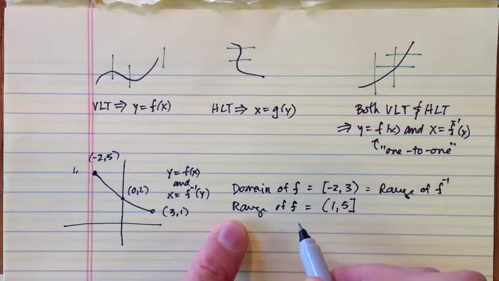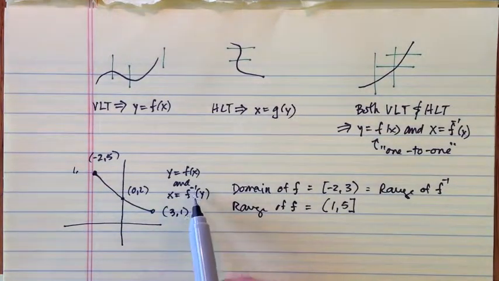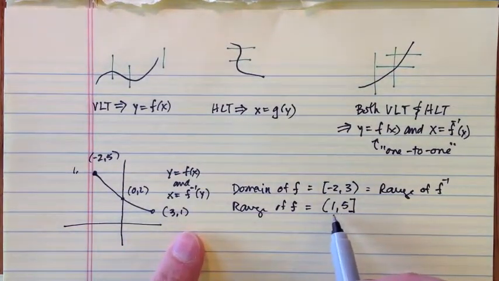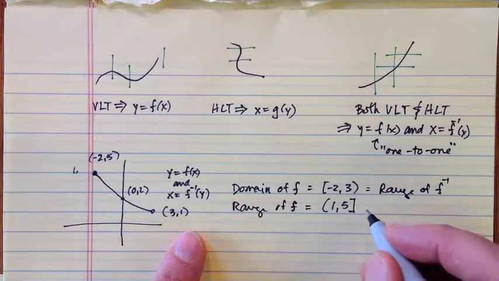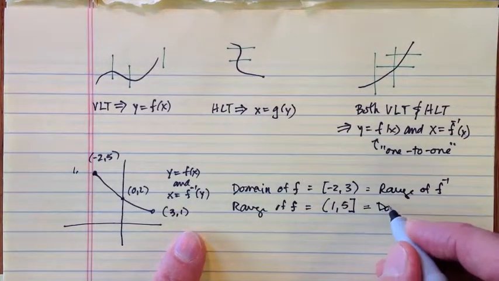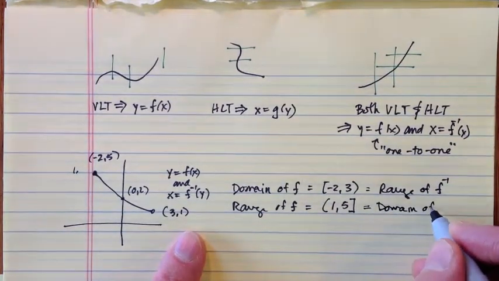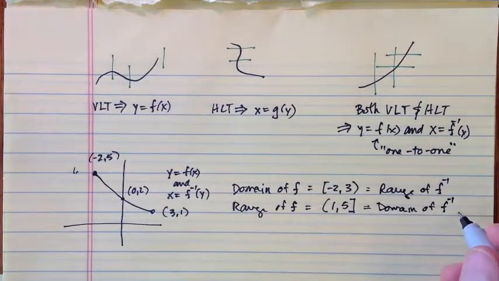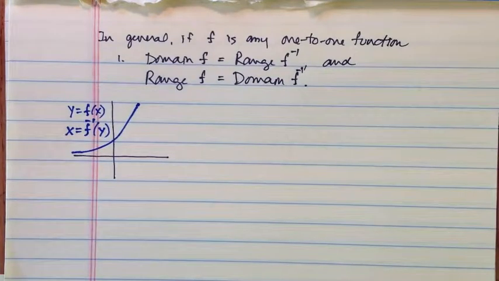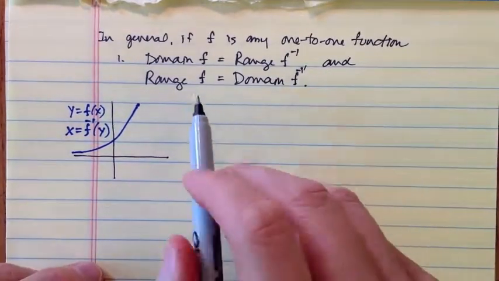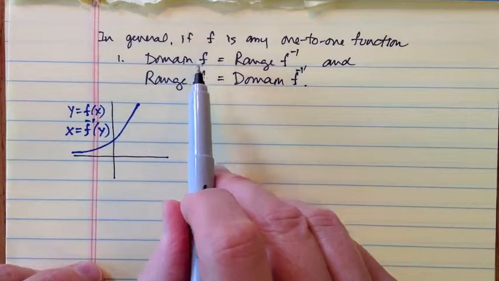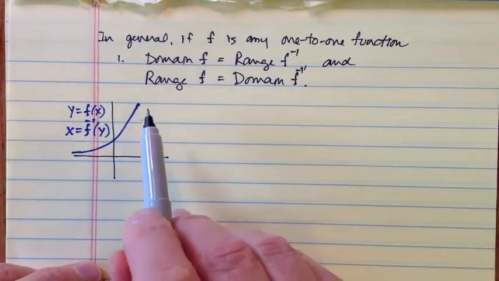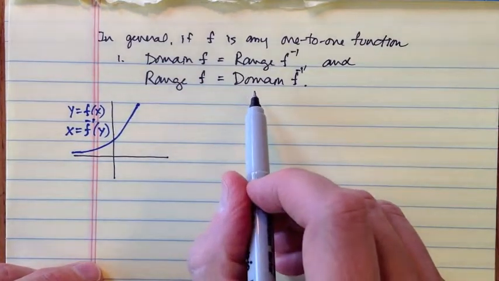What's the domain of f inverse? Well, its inputs, I can see from this equation, are the y values on this curve. So these y values that we've already observed that were the range of f are also the domain of f inverse. And that in general is true. In general, if f is any one-to-one function, then the domain of f is the same thing as the range of f inverse. And the range of f is the same as the domain of f inverse.